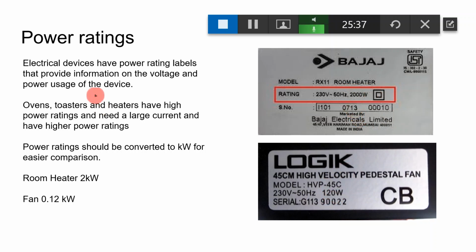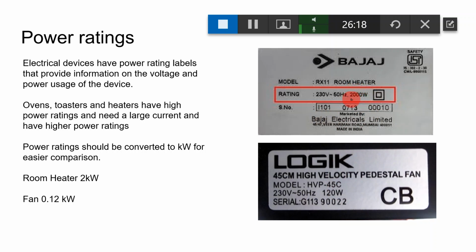Electrical devices have power rating labels that provide information on the voltage and power usage of the device. The bigger the wattage, the more power the device needs. Ovens, toasters, and heaters have high power ratings and need a large current. They consume a lot more electrical energy. So when you are comparing the power demands of a particular appliance, you always look at the wattage.